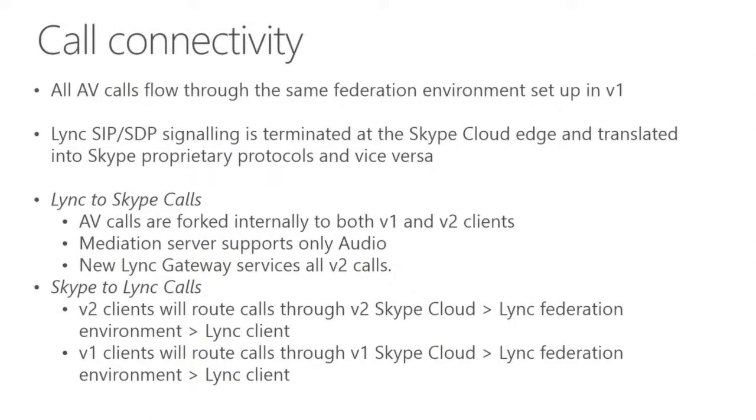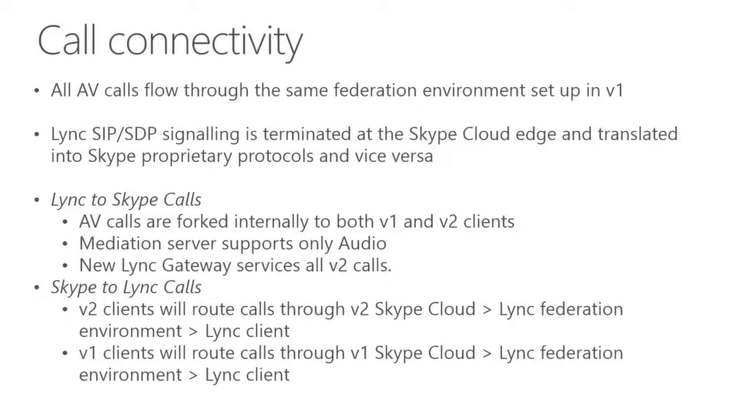Basically, the new gateway is only for V2 calls. Skype to Lync calls, the V2 client on the Skype side will not send a call path over the V1 infrastructure. It only sends it over the V2 infrastructure. Okay? So we won't duplicate from the Skype to the Lync side.